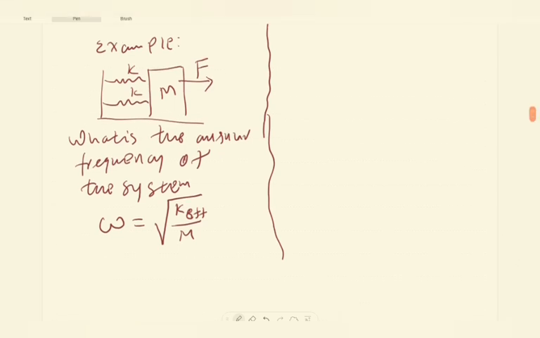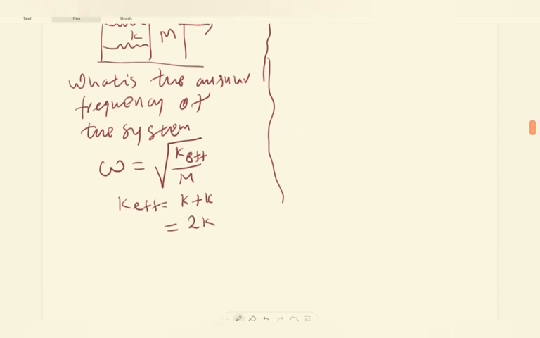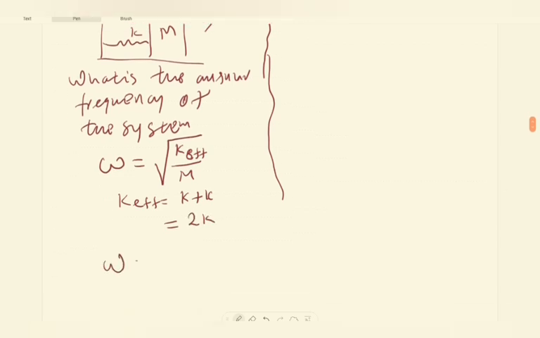So if that's the case, here the effective spring constant, since it's a parallel connection, would be the sum of spring constants. So k plus k. So we would get 2k. So the angular frequency would be square root of 2k divided by m.